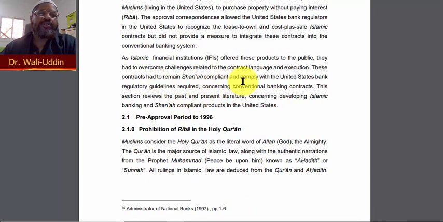As Islamic financial institutions offer these products to the public, they had to overcome challenges related to the contract language and execution. So these contracts had to remain Shari'ah compliant, and also comply with the U.S. banking regulatory guidelines.